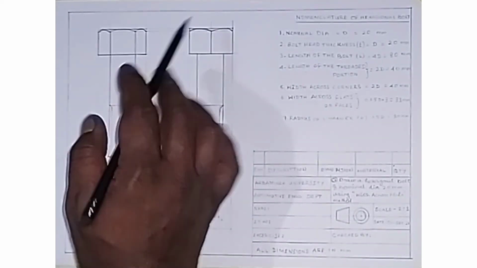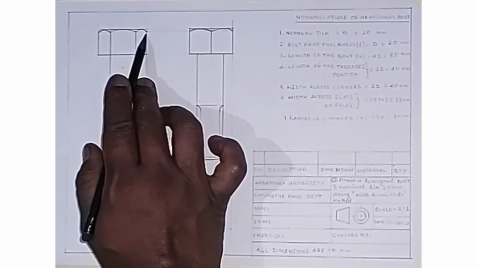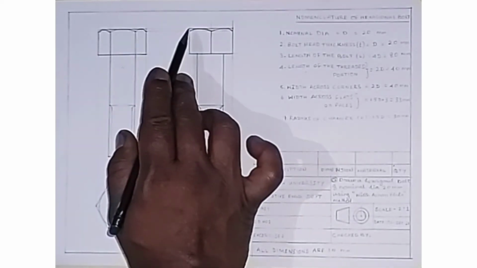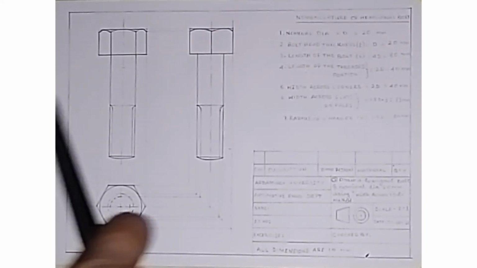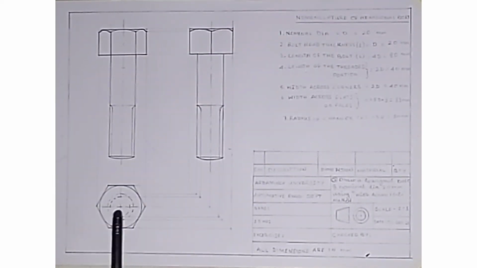And this reason we already discussed in the last video. Why it is straight, while here it is chamfered. So if you have any doubt, you can watch the previous video. Now let me draw the center line. The center lines are drawn here.